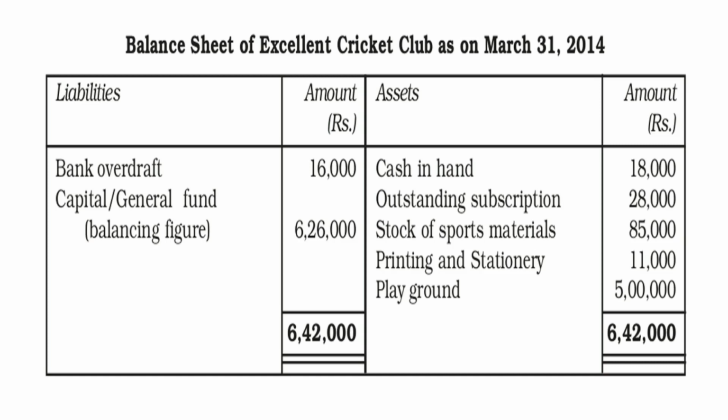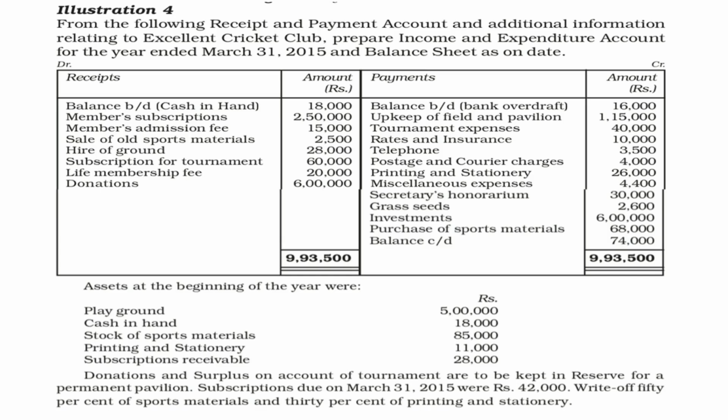The opening balance sheet is prepared with the opening items of assets and the opening items of liabilities, the opening items of assets on the asset side and the opening items of liabilities on the liability side, and the balancing figure would be the amount of opening capital. The heading is Balance Sheet of Excellent Cricket Club as on 1st April 2014 or as on March 31st 2014. Now let's take the different items of assets.